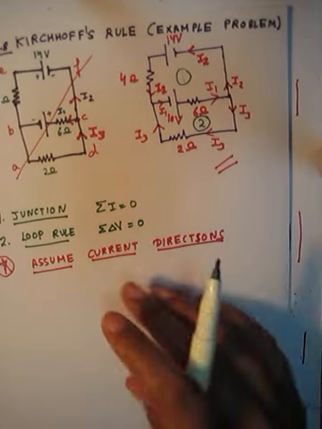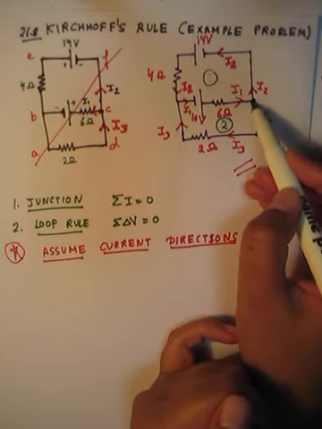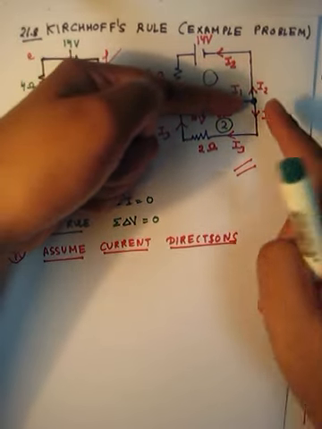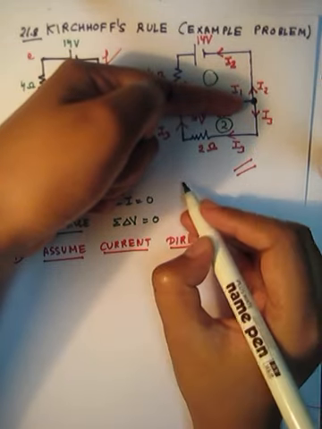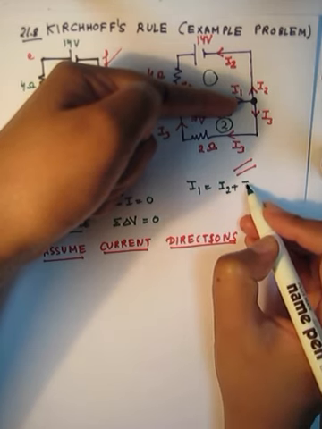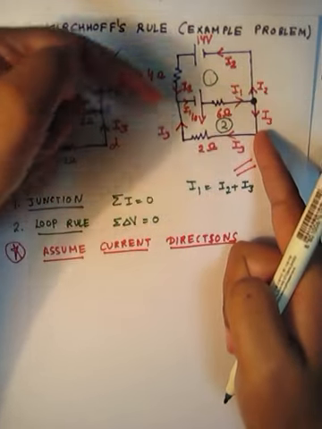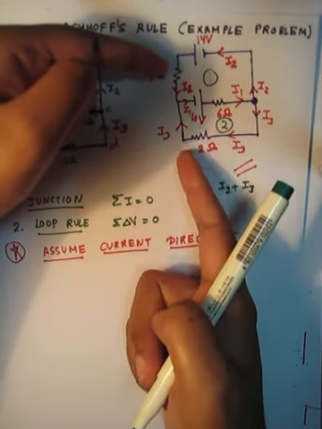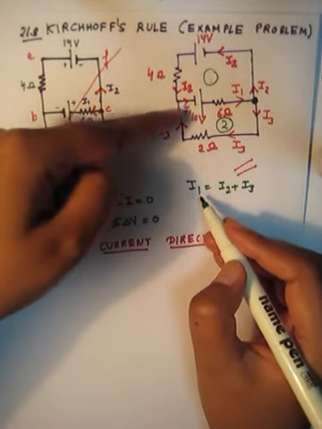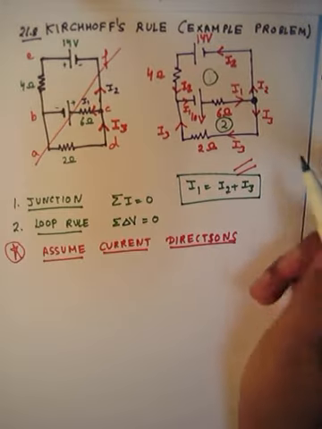Okay. Now from the junction rule, let us directly see what's happening at the junction. In this diagram, this is one of the junctions. In this junction, I1 is coming and it is being split into I2 and I3. So we can say that I1 is equal to I2 plus I3, because this is being split into two parts, I2 and I3. And also here, I2 and I3 will join together to form I1. So again, we can write this equation that I1 will be equal to I2 plus I3. I hope you understood this at the junctions.